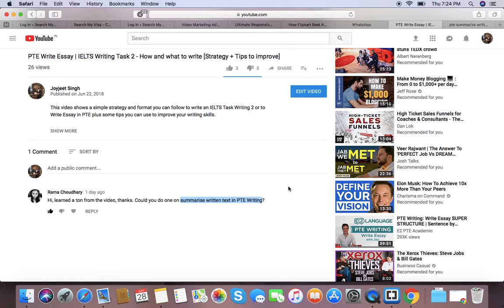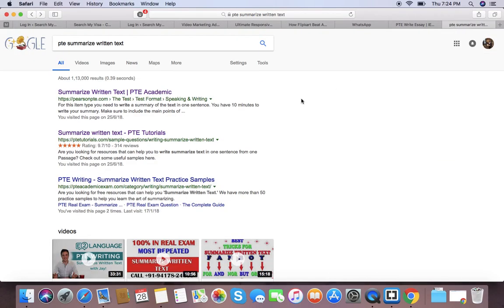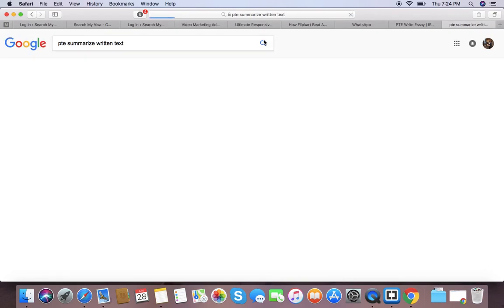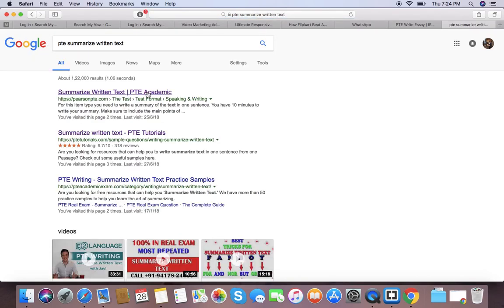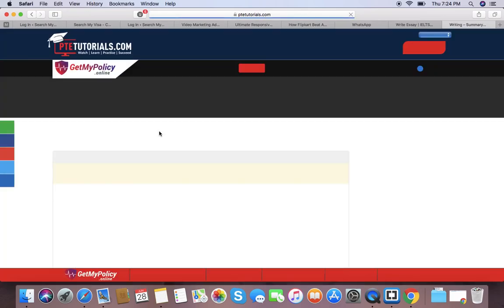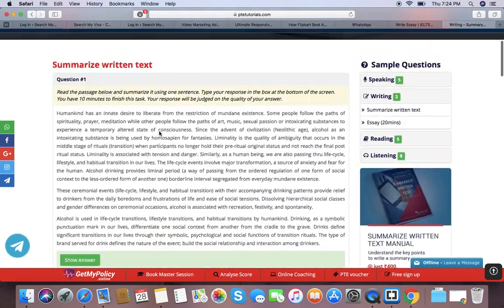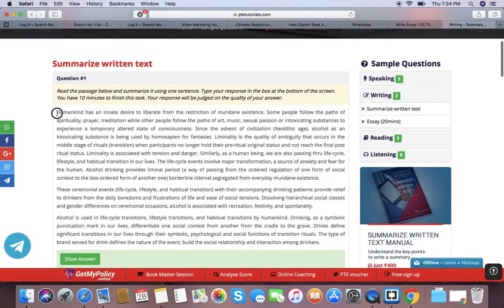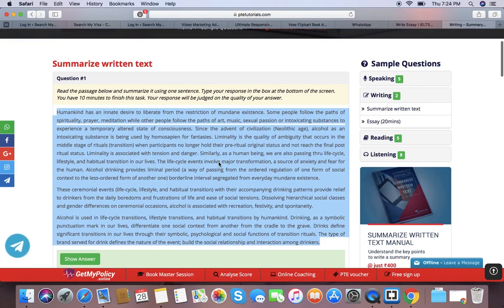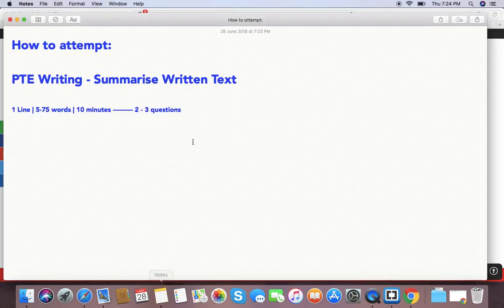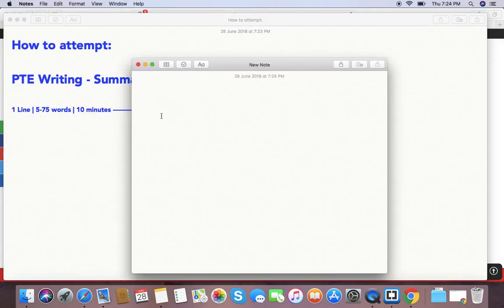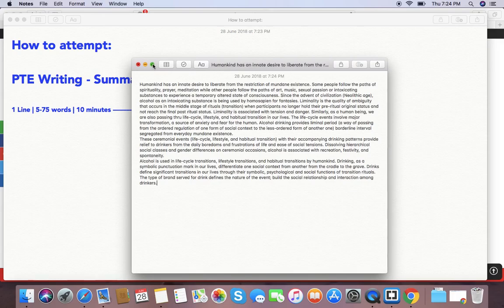So, like everybody else, I went to Google and looked for PTE summarized written text. The first one is from Pearson PTE where they show what it is and what it's about, but I went on the second one to find out some sample questions. And okay, so I'll just pick the first one. So guys, I'm going to attempt this question.